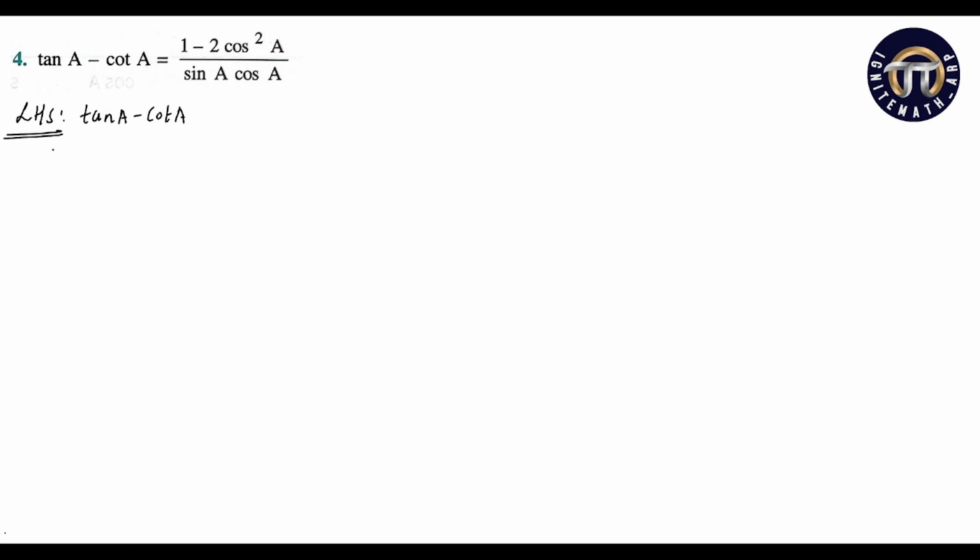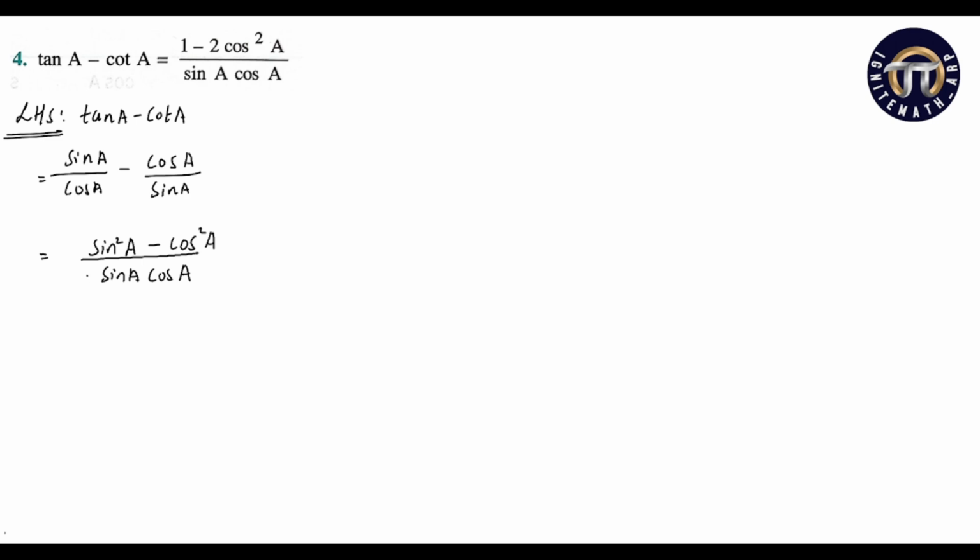So now tan A can be written as sin A by cos A minus cot A, which can be written as cos A by sin A. I hope this is clear enough. So now if I take LCM, LCM is going to be sin A into cos A. So here cos A is there, so sin A is not there, so I need to multiply both the numerator and denominator with sin A. When you multiply the numerator with sin A, this becomes sin square A. Clear? So similarly over here, this becomes cos square A.